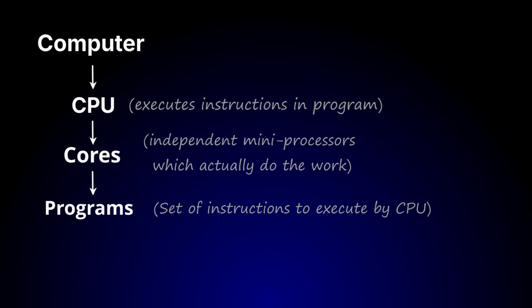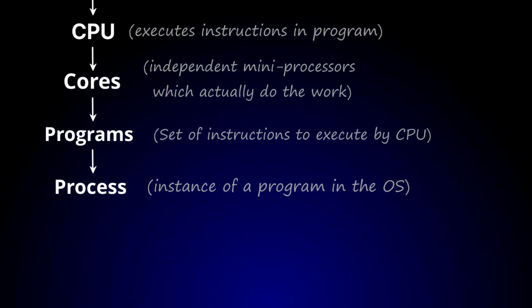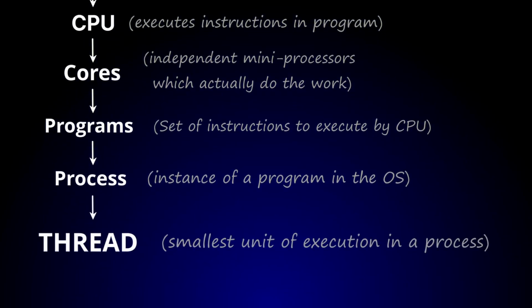When the program runs, the operating system creates a process to manage its execution. A process is basically an instance of a program that is being executed. So when we open a browser, that becomes a process in the operating system. And in this process, the smallest unit of execution is called a thread. A process can have multiple threads that run independently. In a browser process, multiple tabs can run in independent threads.